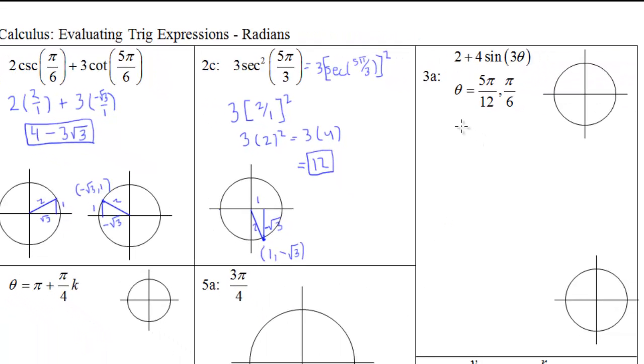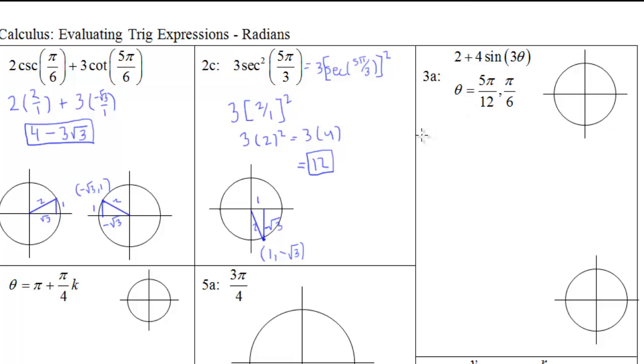Okay, moving on, this problem was 3a on the assignment, and we are supposed to substitute in theta equals 5 pi over 12 into this expression, and then do another problem with theta equal pi over 6 into the theta variable here and figure out that value. So it's really 2 problems in disguise.